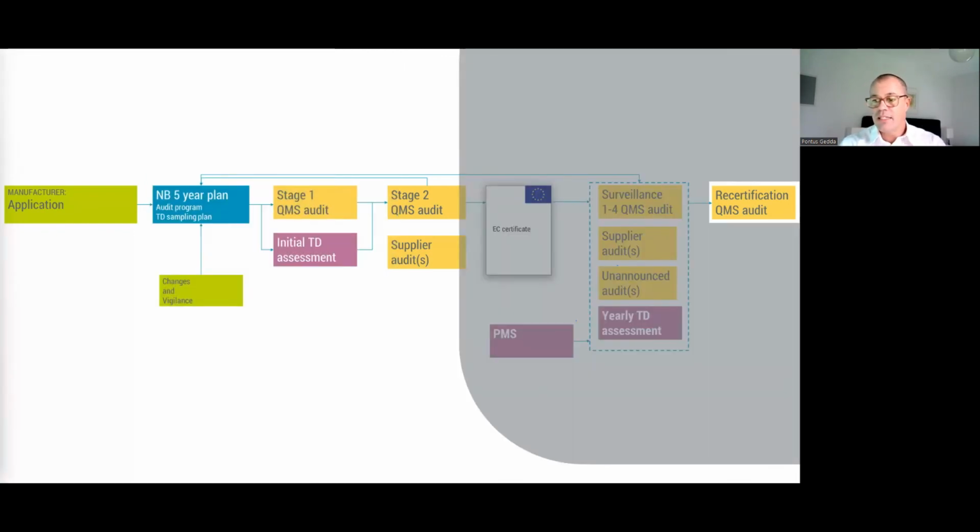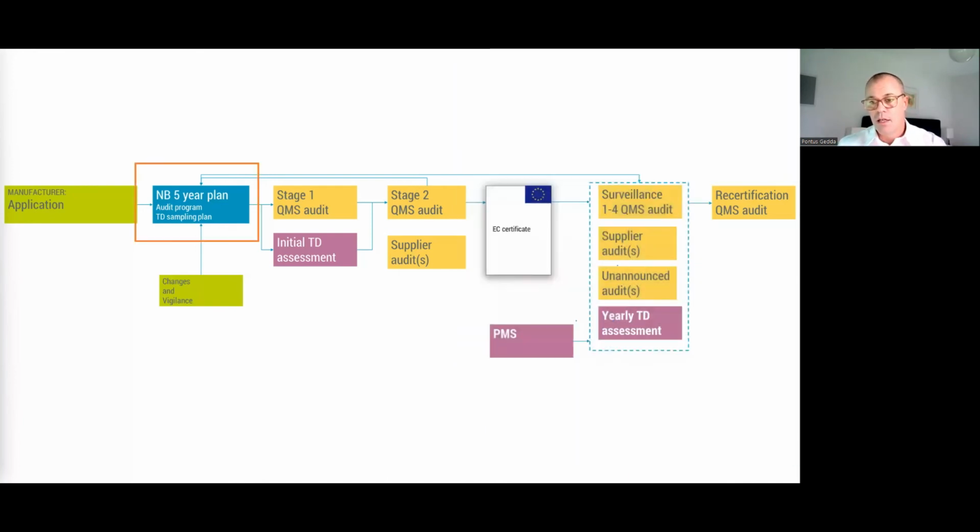The notified body then needs to perform a recertification audit again, like the stage 2 audit, to be able to prolong the EC certificate with a new 5-year validity. And the extent of that recertification audit should basically be the same as for the stage 2. And before the certificate will get a new 5-year validity, the notified body also needs to ensure that everything according to the initial 5-year plan has been performed as it should be.